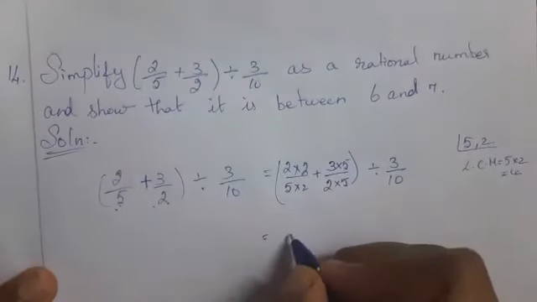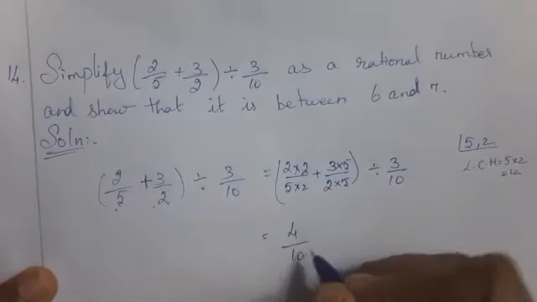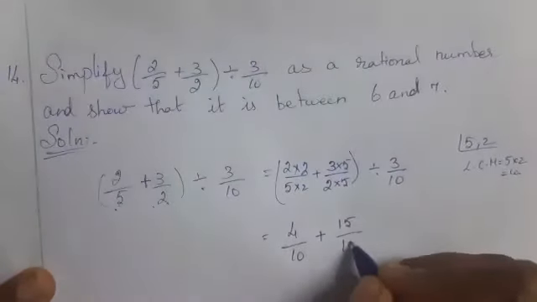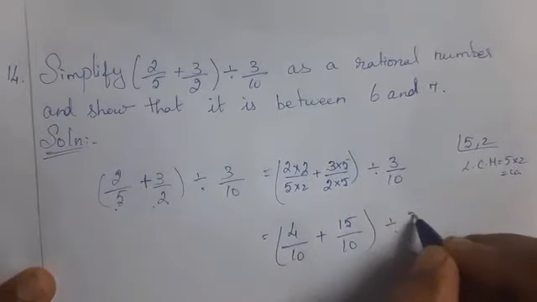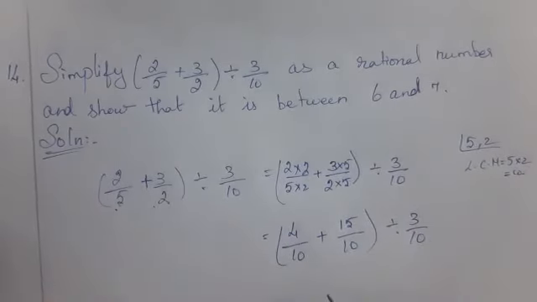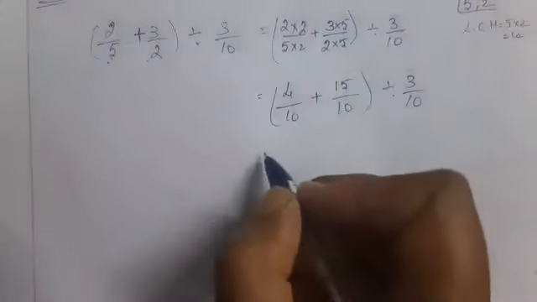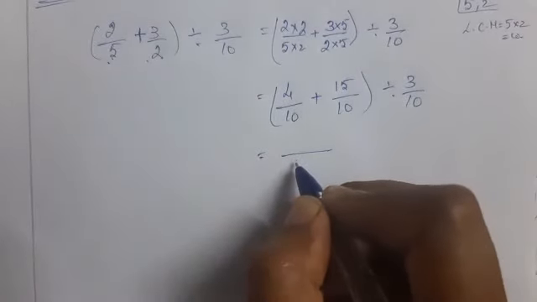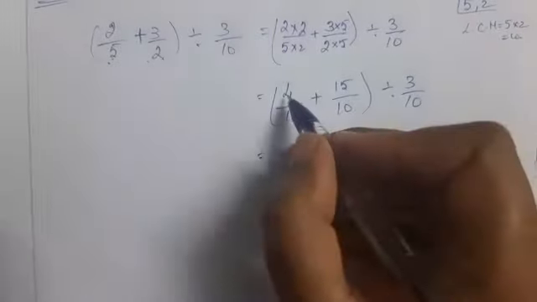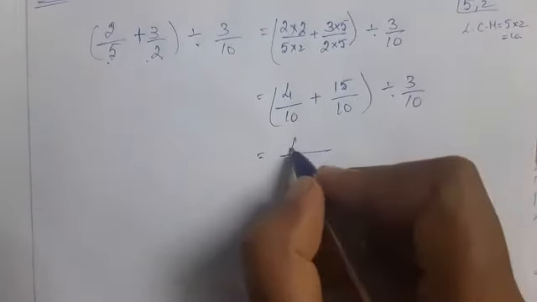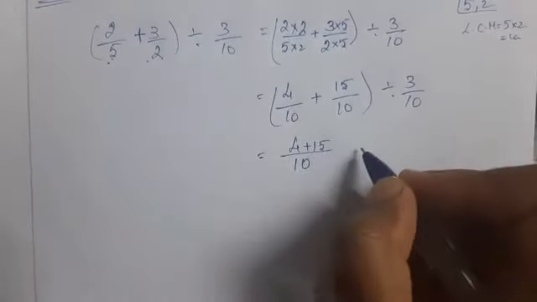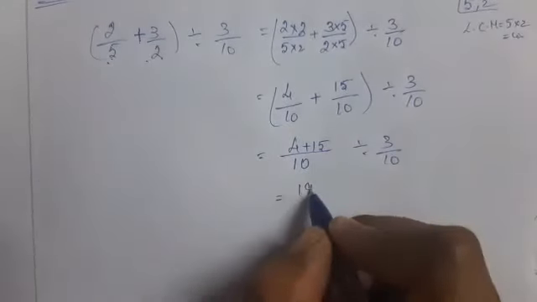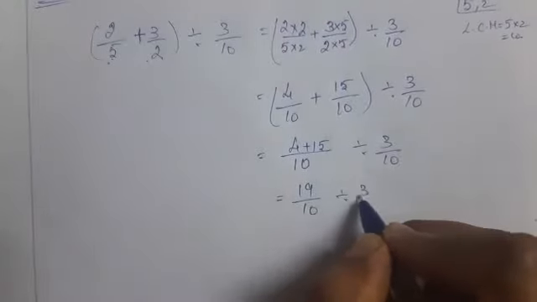Now multiply: 2 2s are 4. 5 2s are 10, plus 3 5s are 15. 2 5s are 10, divided by 3 by 10. Now see the denominator, both are common. Therefore immediately you can add. Write the denominator as 10. Add 4 plus 15, divided by 3 by 10. 4 plus 15 is 19. 19 by 10 divided by 3 by 10.